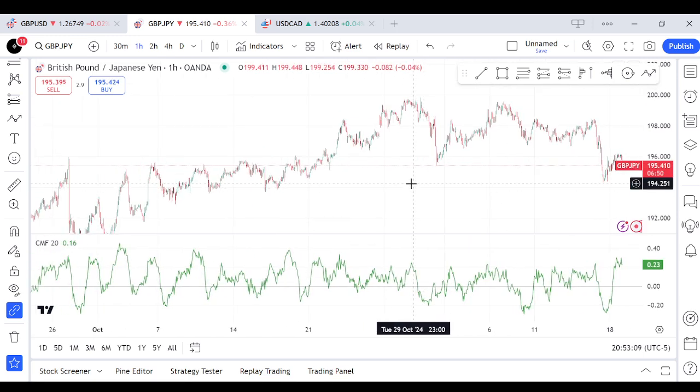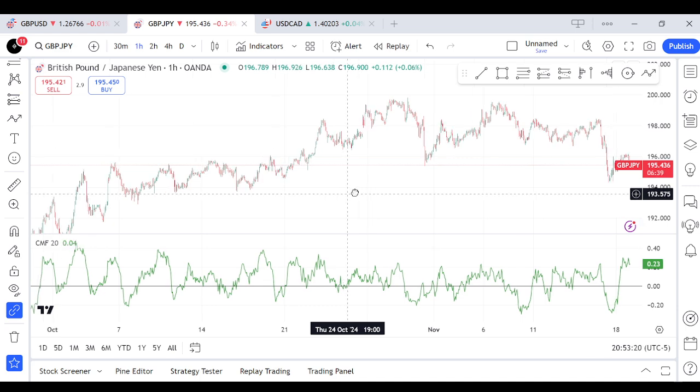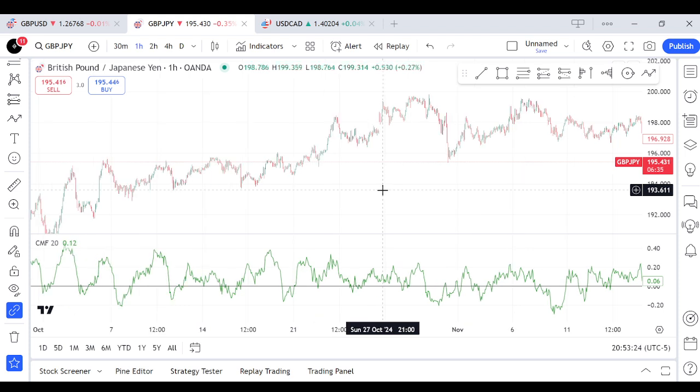So like I said, a bullish divergence occurs when prices are making lower lows while CMF makes higher lows, suggesting that selling pressure is weakening and an upward reversal could be near. A bearish divergence happens when prices are making higher highs but CMF makes lower highs, indicating that buying pressure is fading and a downward reversal may be imminent.